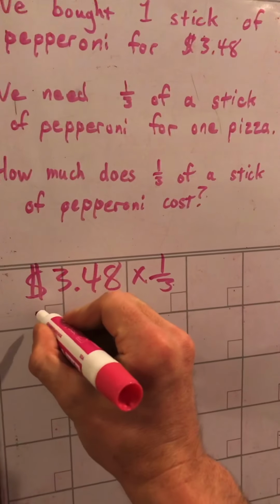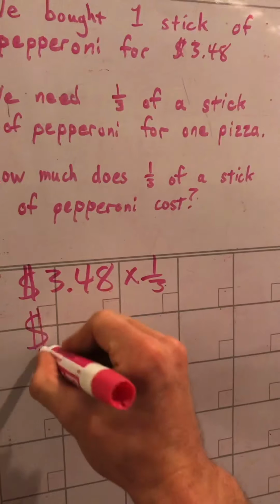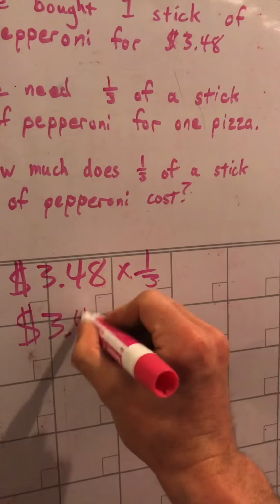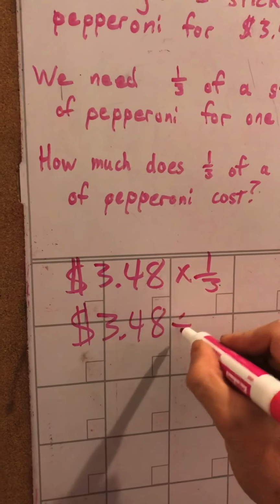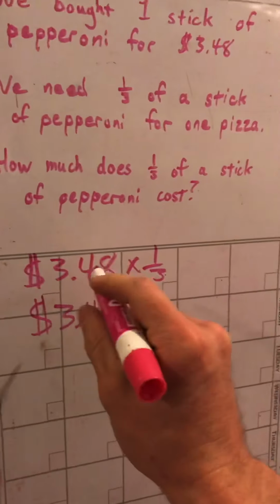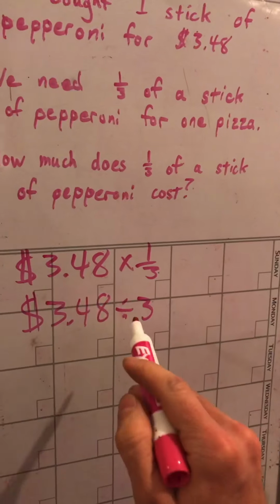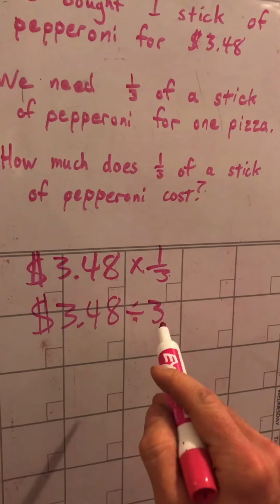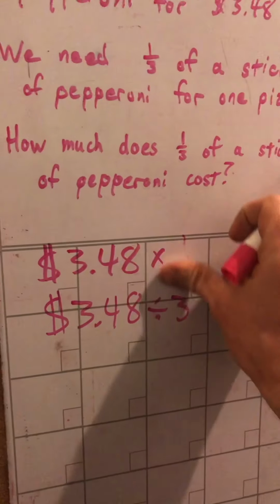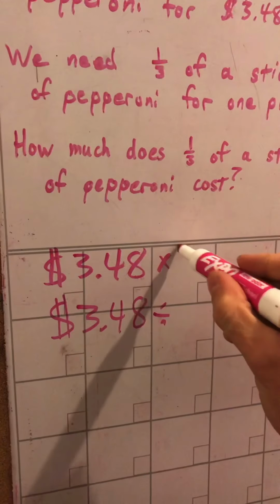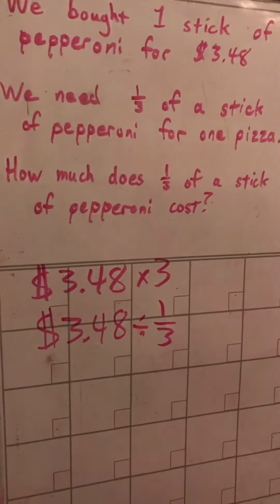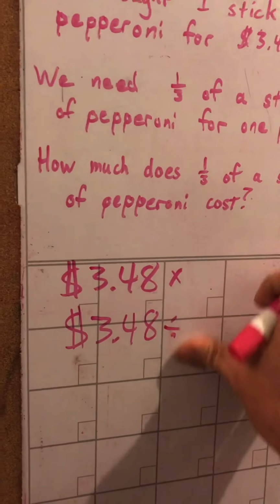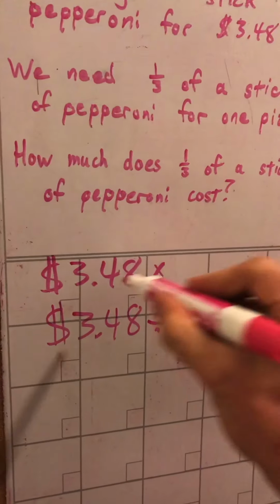Remember that multiplying by a fraction is always the same as dividing by the inverse whole number. So multiplying by 1/3 is the same as dividing by 3. And I could switch this even. Multiplying by 3 is the same as dividing by 1/3. And I could switch it back, and it's still equal.